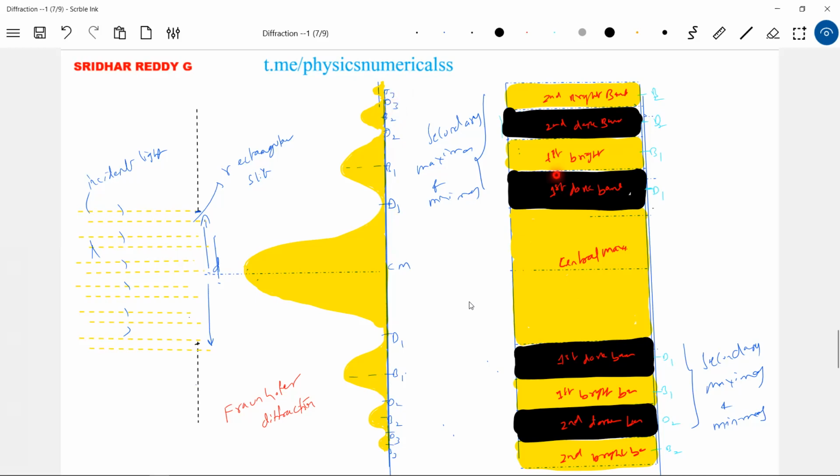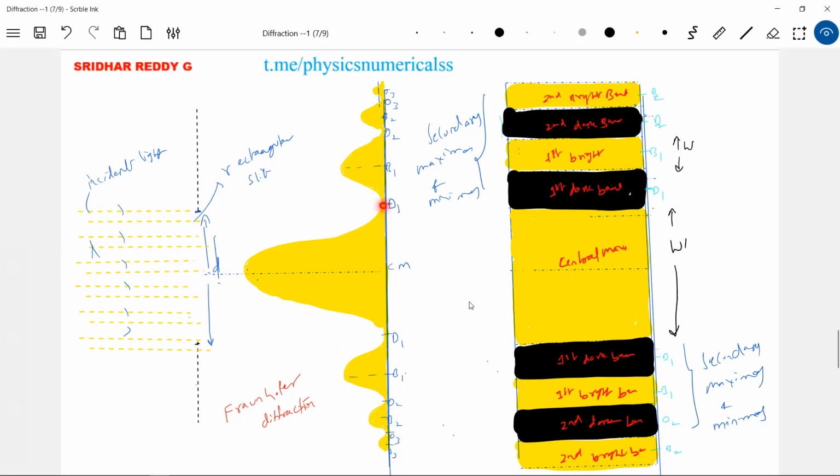Now we'll put an effort to explain why the intensity here is maxima, and why the width of this is more than this. In the case of interference, all the bright bands have the same width, but look at the central maxima. It has more width than the first bright band. Try to see this. Are you noticing any difference? This width and this width. This width is definitely more than this one. So we have to give a suitable expression for why the width of this one is more.